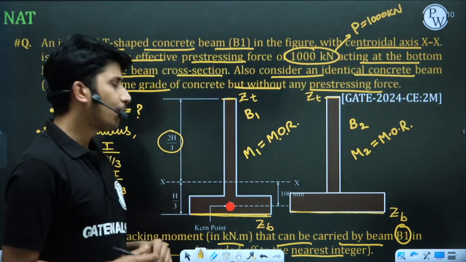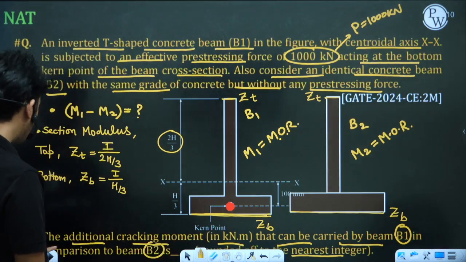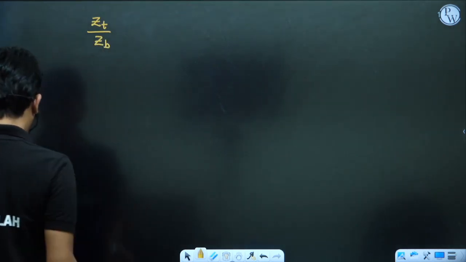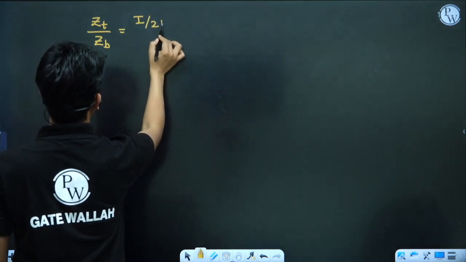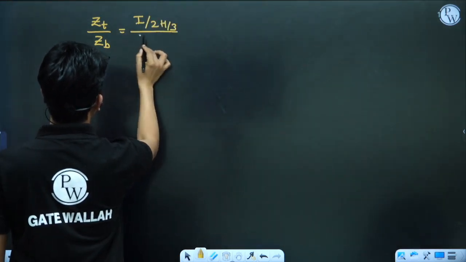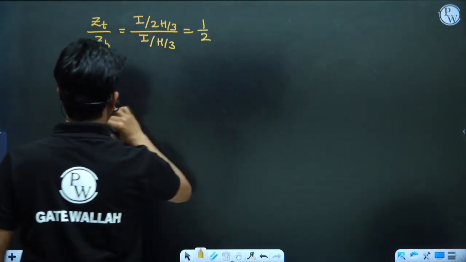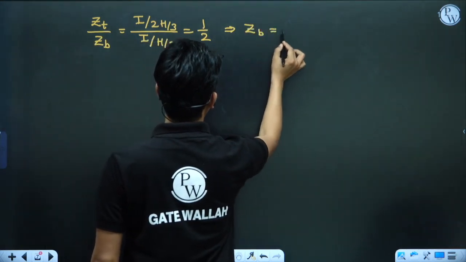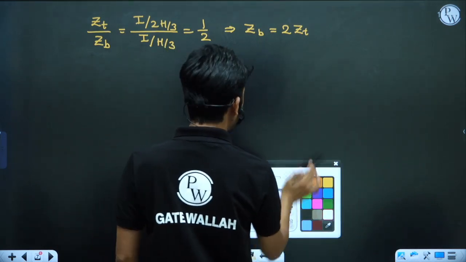So if we calculate the ratio of ZT by ZB, what will happen? The value of ZT by ZB will be (I by 2H by 3) upon (I by H by 3). So this will come out to be 1 by 2. So here we can say that ZB is equal to 2 times ZT. This is the first relation.